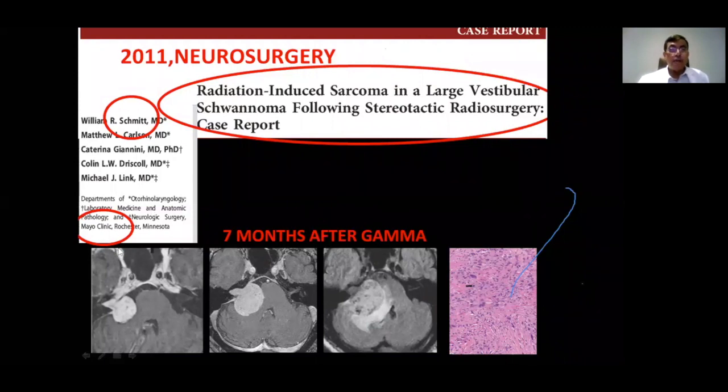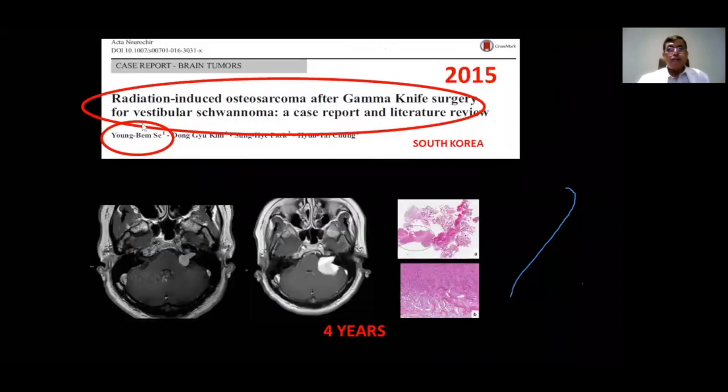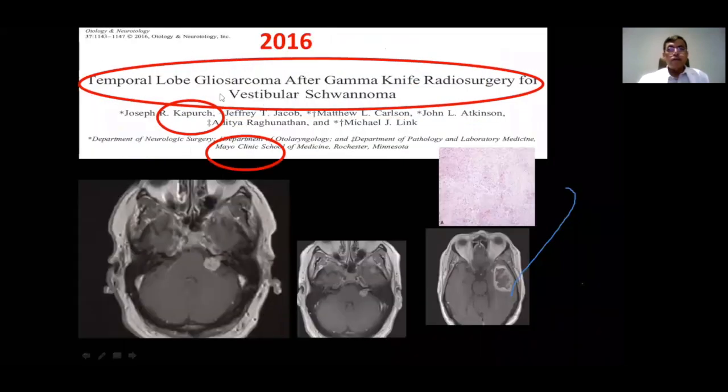This is from Mayo Clinic, Rochester, Minnesota. Radiation-induced osteosarcoma after gamma knife surgery from South Korea. This is the lesion given gamma knife, 4 years later, increase in size, removed. It was osteosarcoma. Temporal lobe gliosarcoma after gamma radiosurgery for vestibular schwannoma. You can see that this is from Mayo Clinic, the tumor, and this is the malignant.